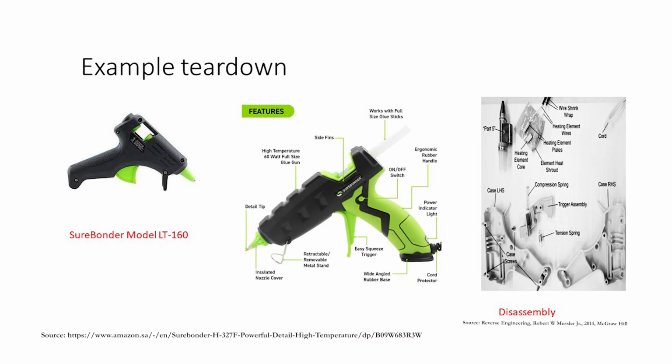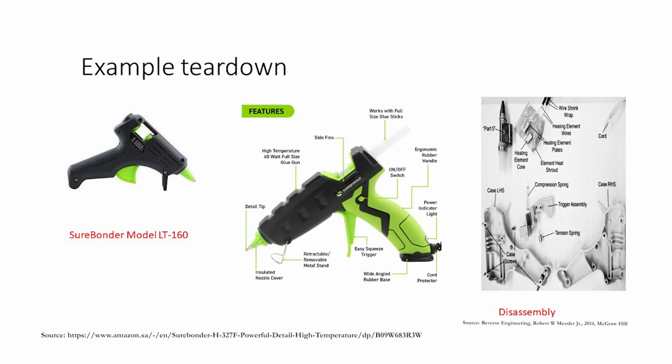Let us look at an example. This is the Sear bonder model LT160. It is used to create a bond between two components. As you can see, it is shaped like a gun. You press here, there is an easy squeeze trigger here. There is also an on off switch because it works on electric power, and once the power comes in, there is a power indicator light which will tell you whether the power is on or not.